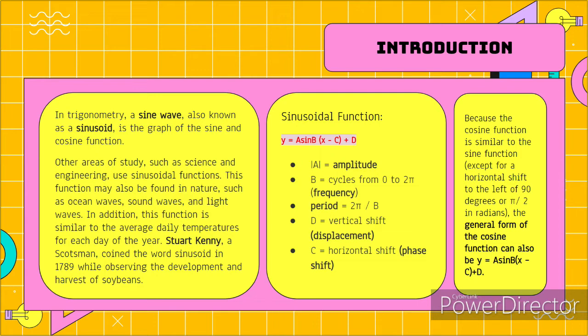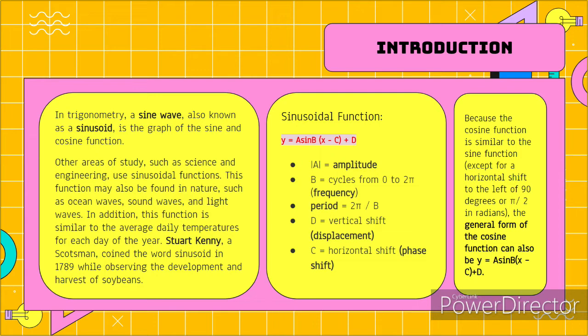Stuart Kenny, a Scotsman, coined the word sinusoid in 1789 while observing the development and harvest of soybeans. The general equation of the sinusoidal function is y equals a sine b times the quantity of x minus c plus d, where a is the amplitude and must always be absolute, b is the number of cycles from 0 to 2 pi, also known as the frequency. B is also used to compute the period with the formula 2 pi over b. D is the vertical shift or displacement, and lastly, C is the horizontal shift, also called the phase shift.